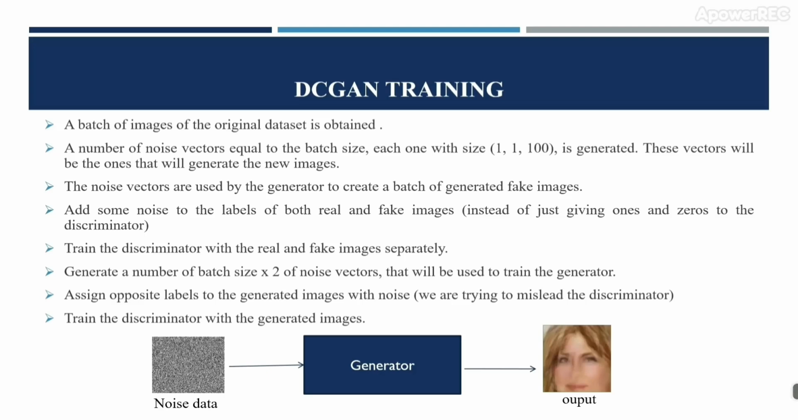Now generate the number of batches with 2 times multiple of noise vectors, and these will be used to train the generator. Now train the discriminator with the generator images.